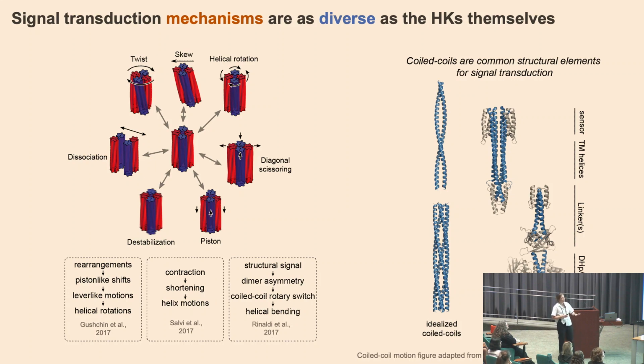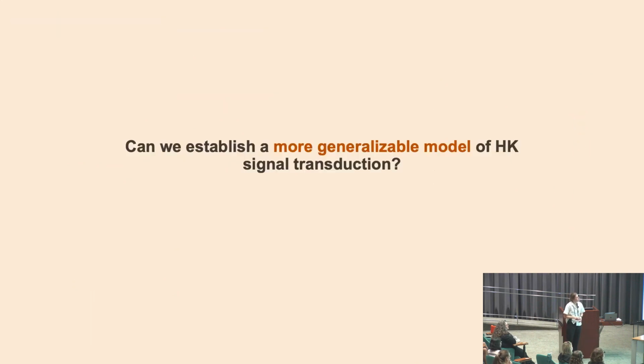But what I really want you to take away from this is that if we're only thinking about structure, then really the mechanisms by which a signal can be passed are just as diverse as the histidine kinases themselves. And so it's really hard to come up with one conclusive answer about what is signal transduction in this system. And so the work that I'm pursuing in the DeGrotto lab aims to address this question of whether we can establish a more generalizable model or hypothesis about signal transduction in this pathway.